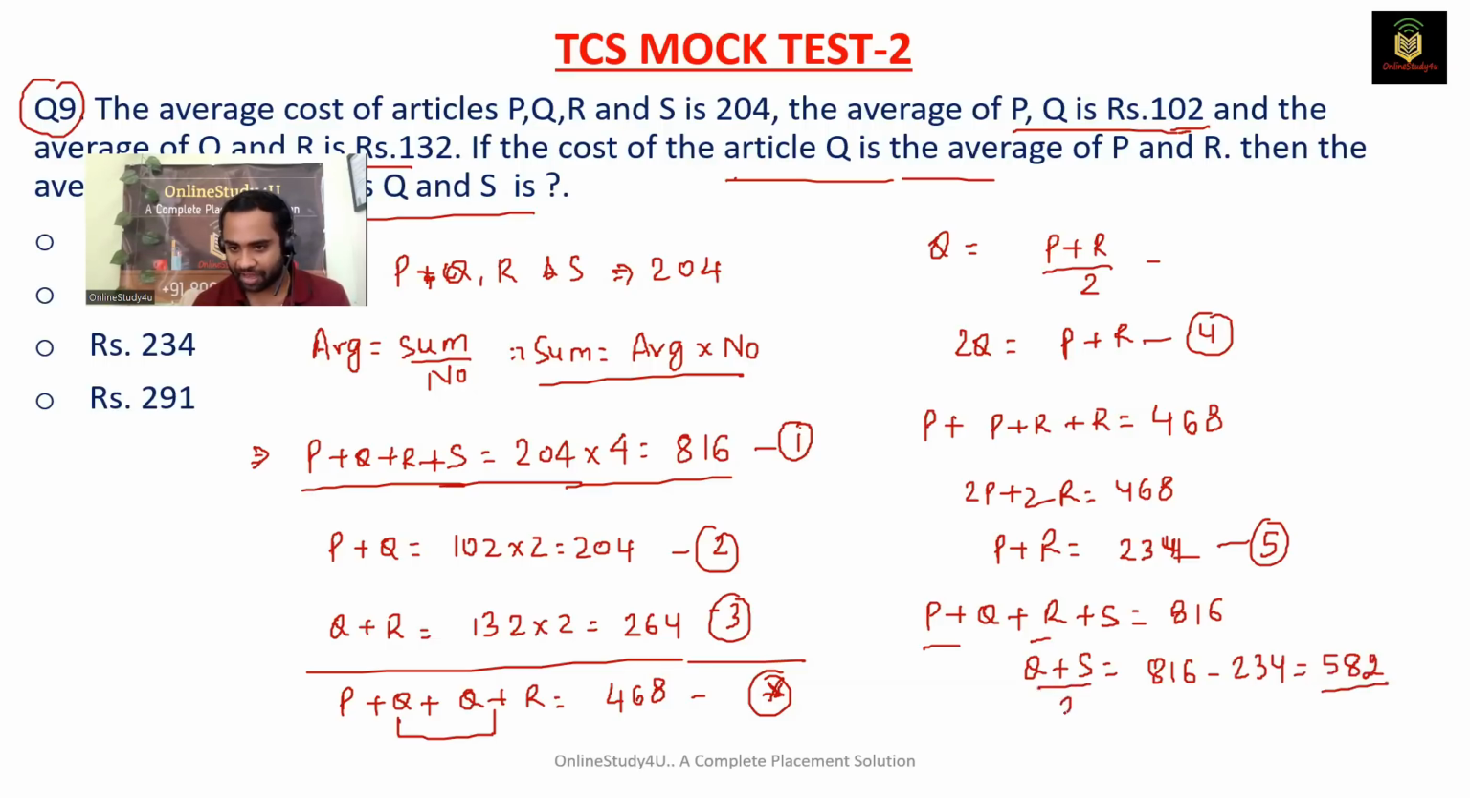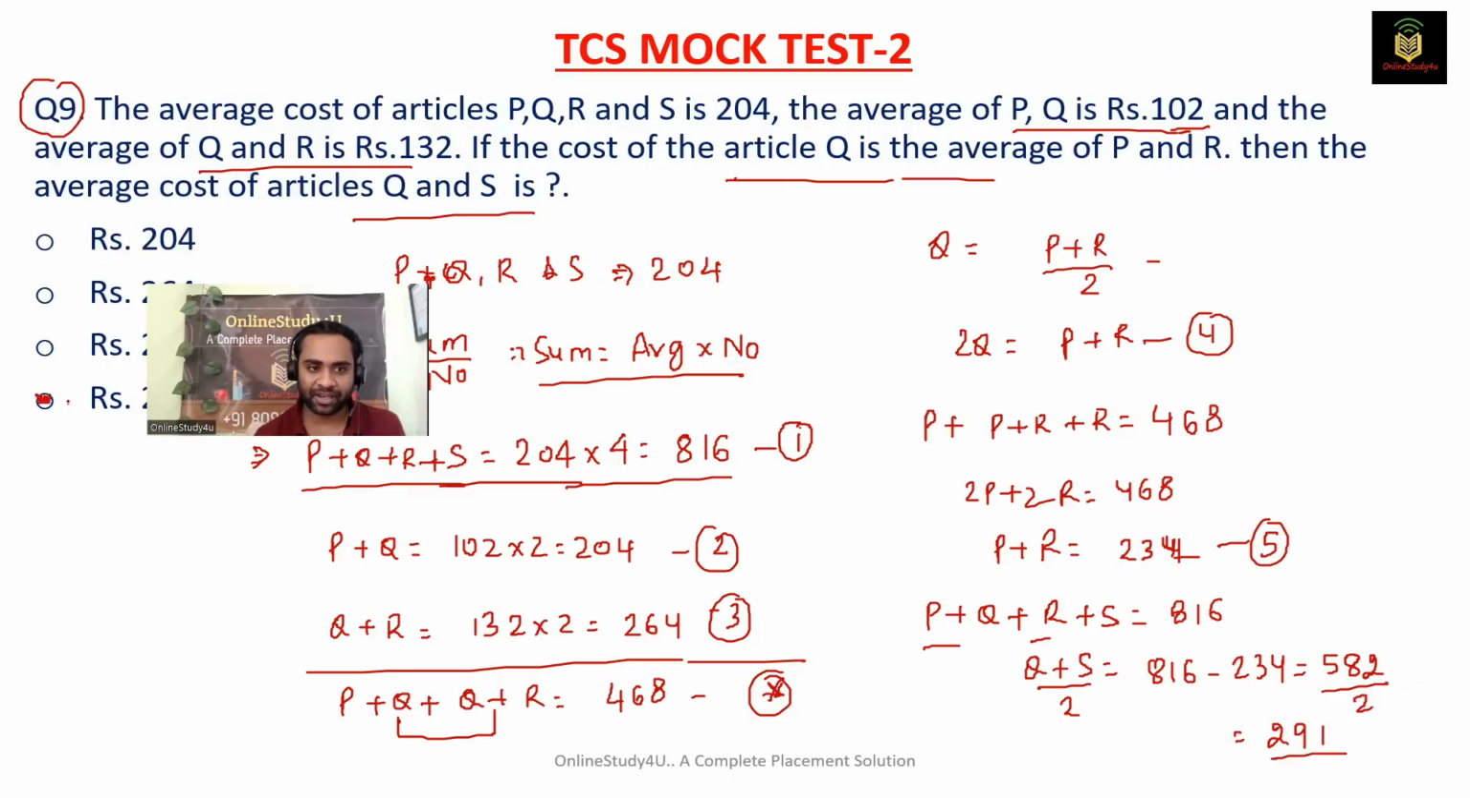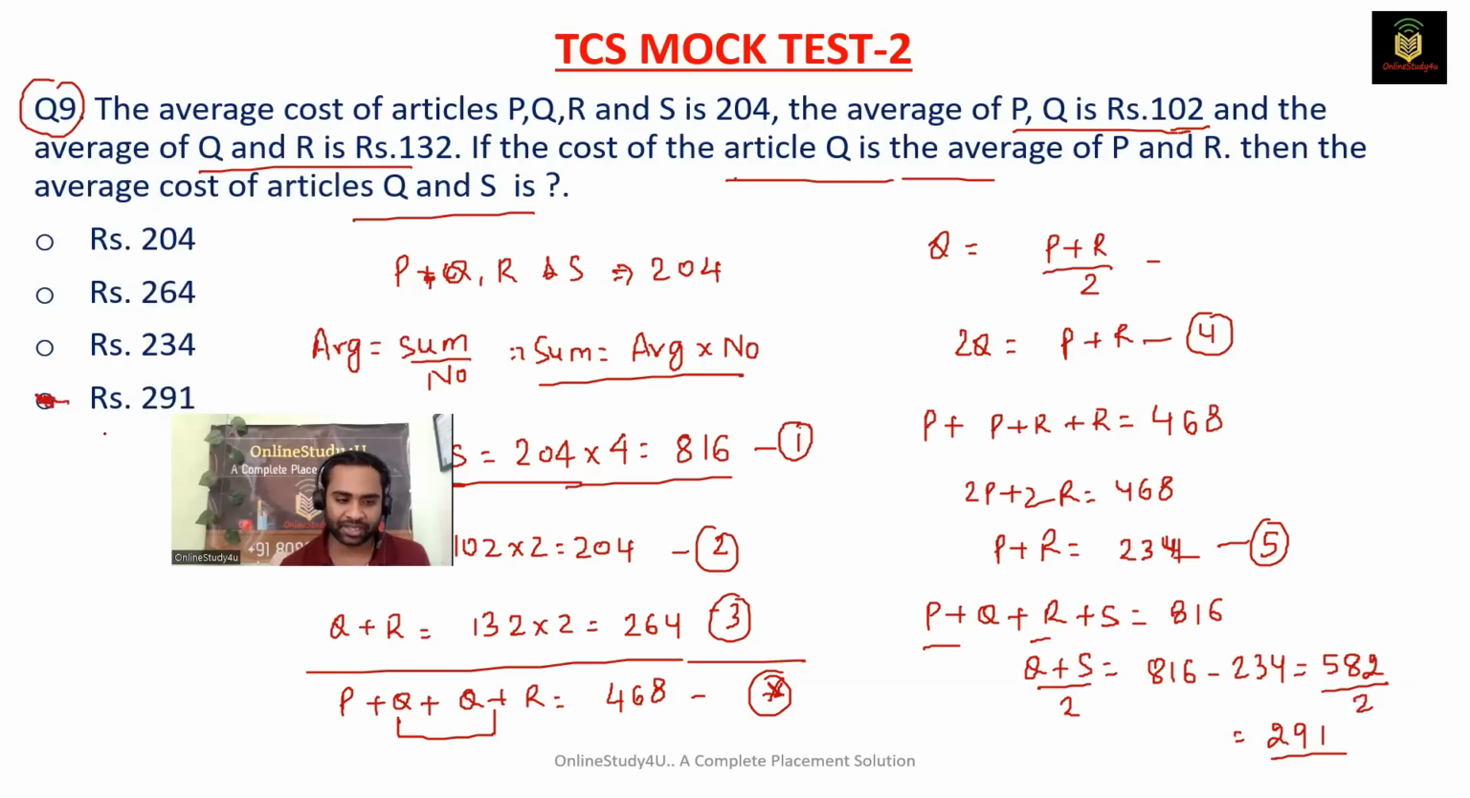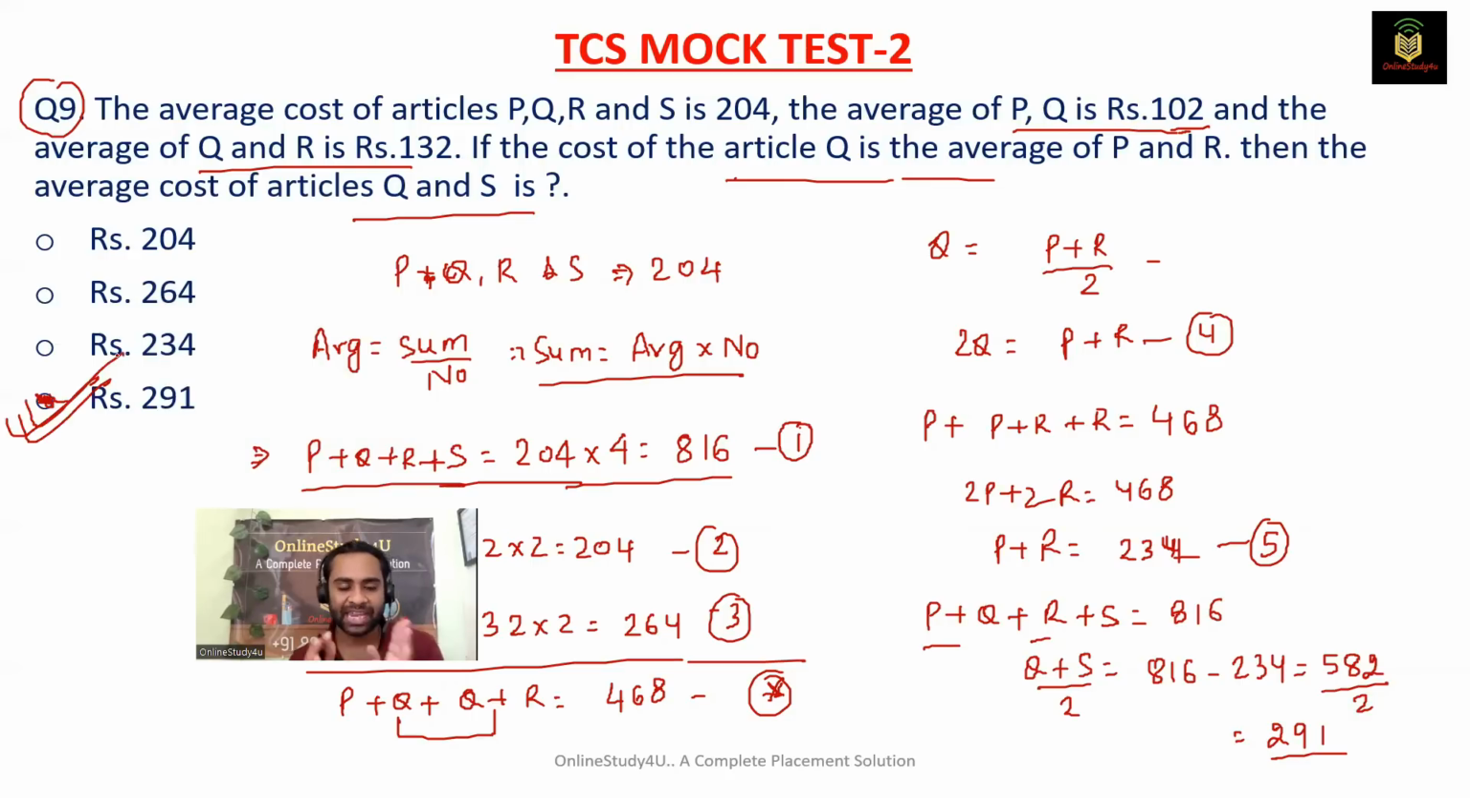So what is average? Average means divide by 2, because if 2 numbers are there, then we divide by 2. So 582 divided by 2 is 291. 291 means option D will become the correct answer. So for question number 9, option D is the correct answer.